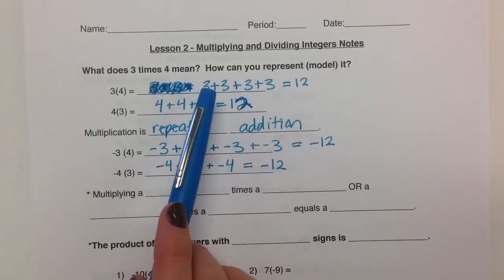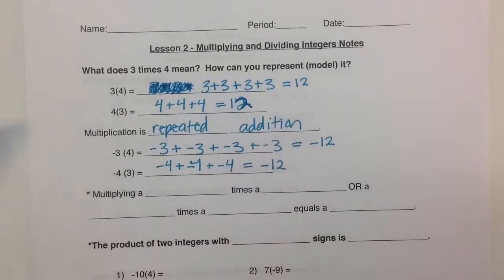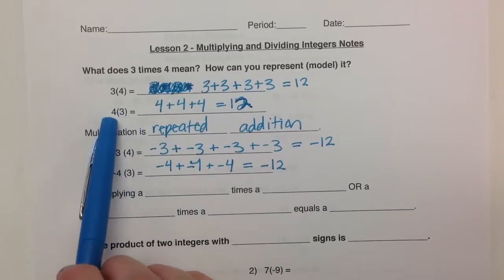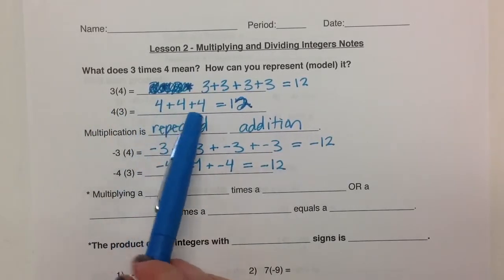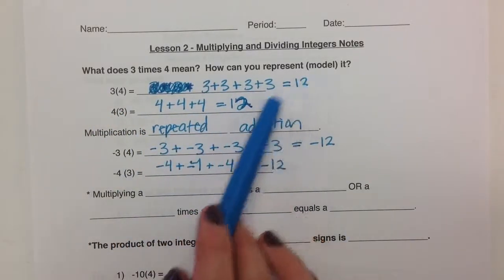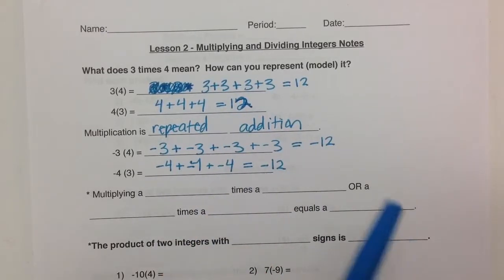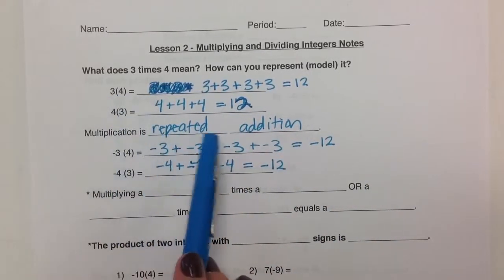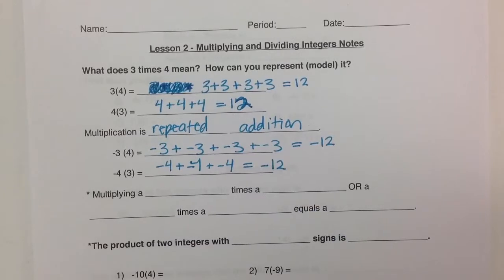So I can represent this saying, okay, it's 3 added 4 times. Or I could flip it around and do 4 times 3, which is 4 added 3 times. Both of those give me an answer of 12. Doesn't matter which way I do it. So multiplication can be represented as repeated addition.